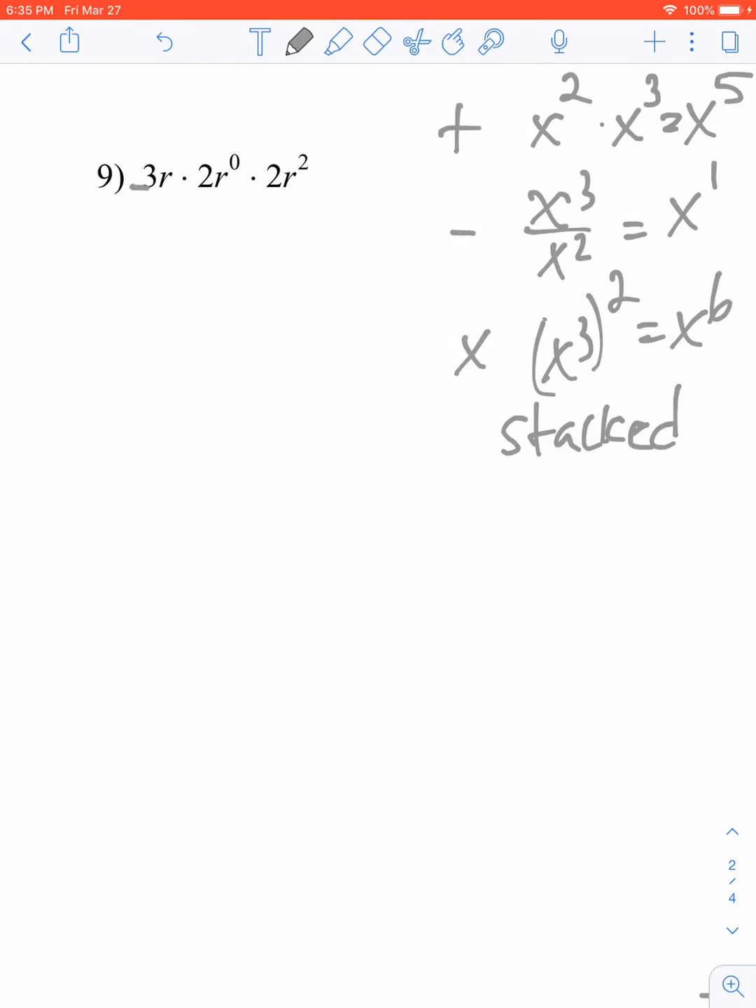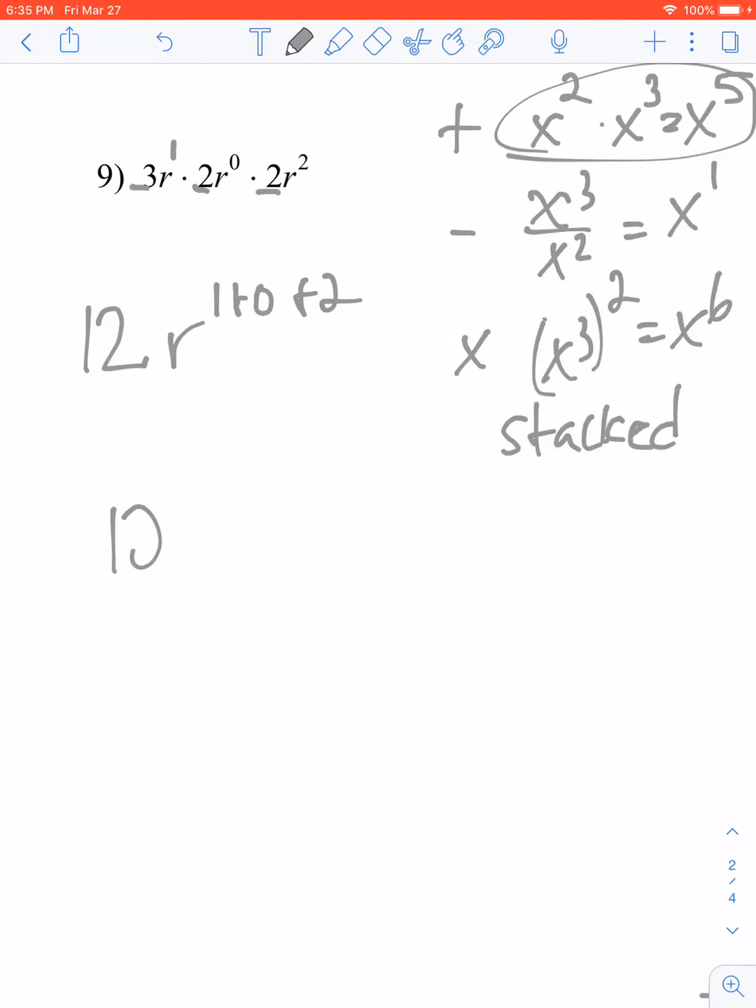So I'm going to multiply 3 times 2 times 2 together. So 3 times 2 is 6, 6 times 2 is 12. And this is where some of you messed up on your quiz when we were back in school. Don't forget there's a 1 there. So I'm going to add the exponents because they follow this pattern. Nothing is stacked. So I have 1 plus 0 plus 2. So I get a final answer of 12r to the third.